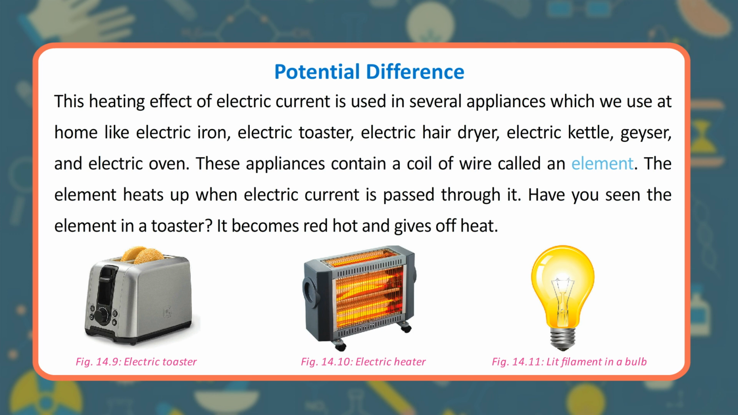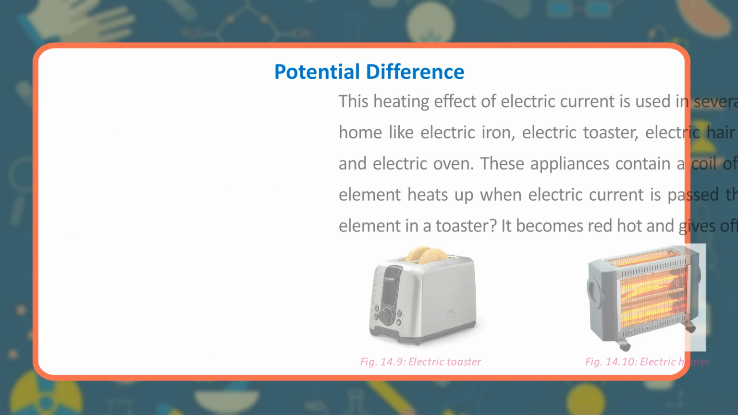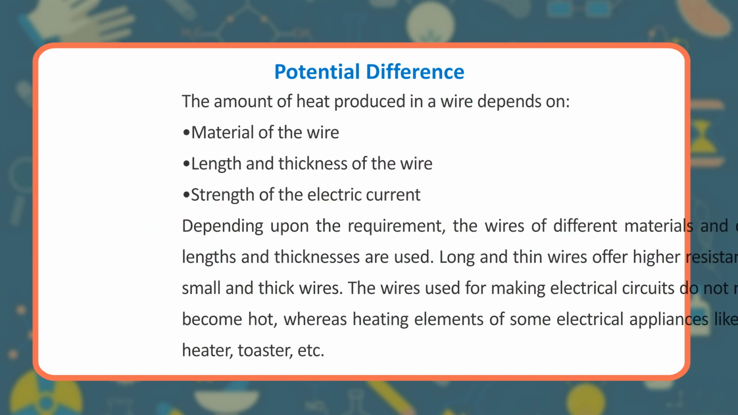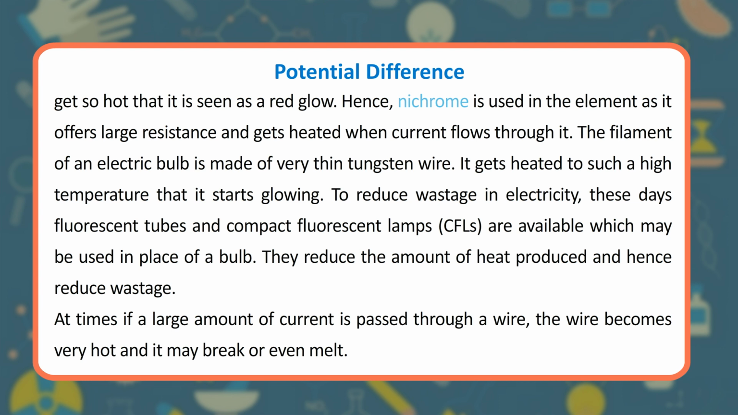Electric toaster. Electric heater. Lit filament in a bulb. The amount of heat produced in a wire depends on the material of the wire, length and thickness of the wire, and strength of the electric current. Depending upon the requirement, the wires of different materials and different lengths and thicknesses are used. Long and thin wires offer higher resistance than short and thick wires. The wires used for making electrical circuits do not normally become hot, whereas heating elements of some electrical appliances like a room heater, toaster, etc. get so hot that it is seen as a red glow.